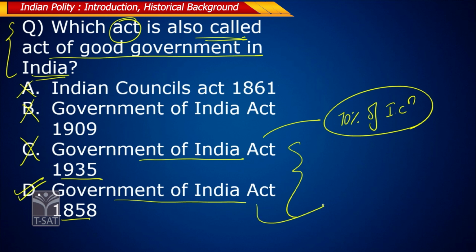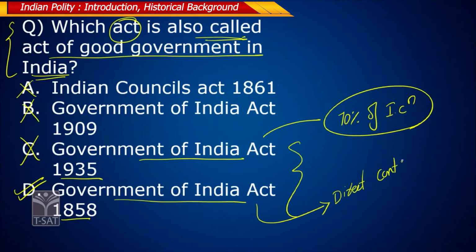Because the Government of India Act 1858 is the first act given by the British Queen or the British Parliament after taking direct control from the East India Company, this act is also called the Act of Good Government in India. And this act is the result of the Sepoy Mutiny 1857. The major reason for this act is the Sepoy Mutiny 1857.